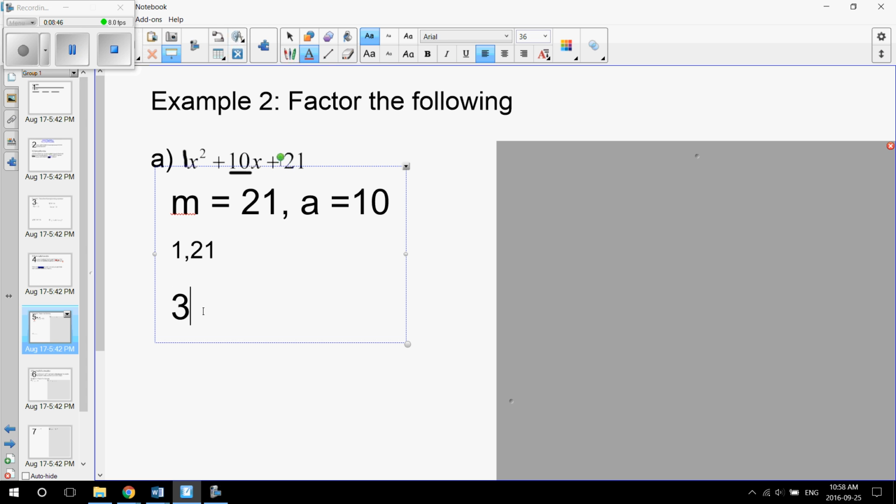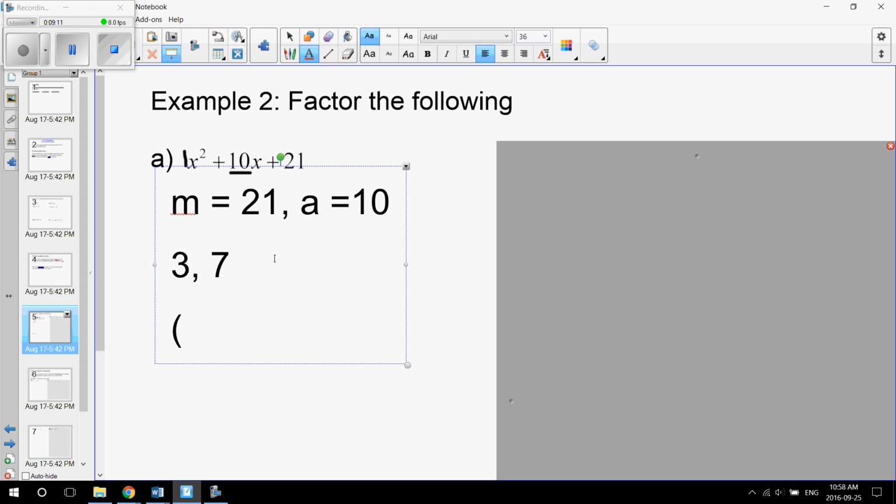So let's think about the next one. Let's go up to 3. 3 times 7 gives us 21. And if we look at 3 and 7, we can see right away that they add up nicely to 10. So those are probably our two factors. We know that 1 and 21 doesn't work. We know that our two numbers are 3 and 7.